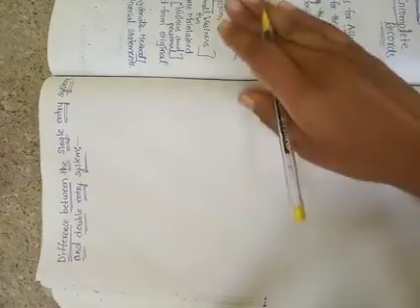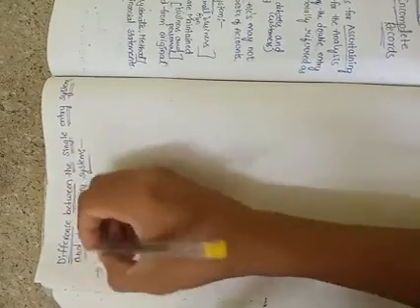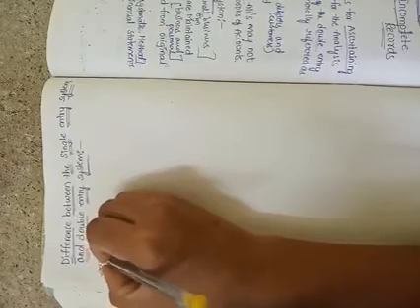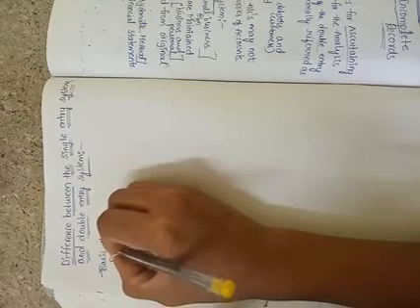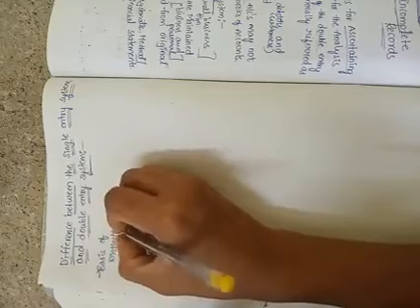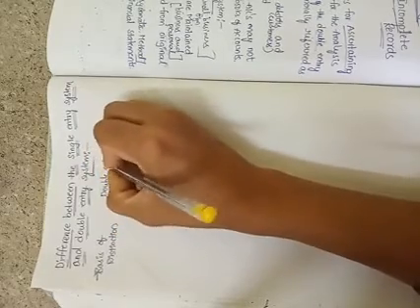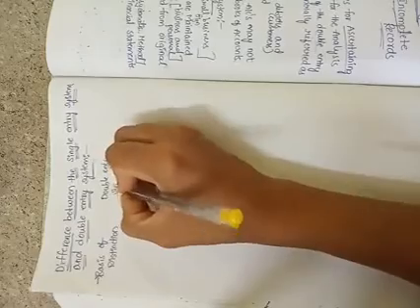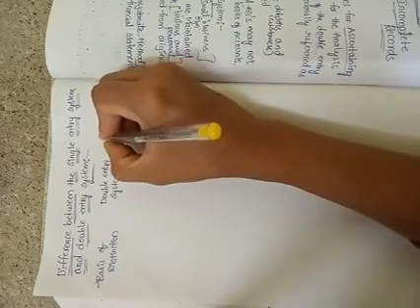Now see what the basic differences are. The first difference is, write like this: basis of distinction, double entry system, next is single entry system.